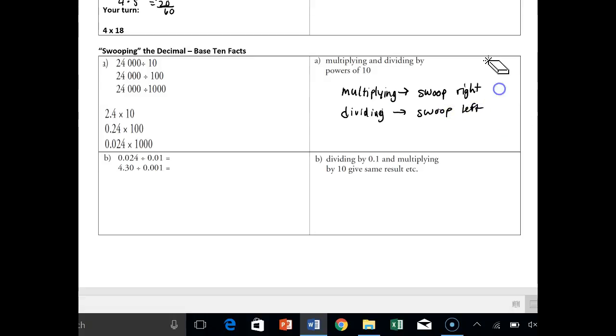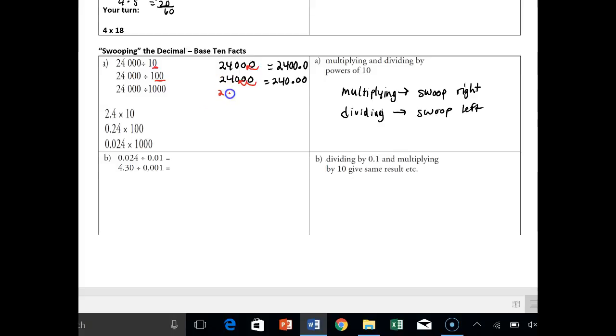So let's try this. 24,000 divided by 10. It means I only have 1 zero, so I swoop 1 time to the left. So 24,000 divided by 10 becomes 2,400. You could even say 2,400.0 if you want to know where the decimal went. 24,000 divided by 100. So I have 2 zeros, 1, 2, so that means I'll swoop twice. So that is equal to 240.00, or just 240, right?